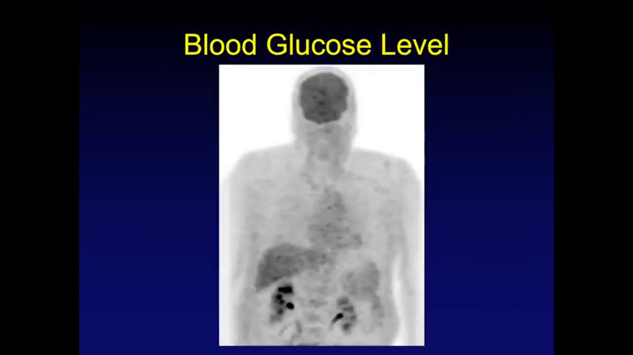Another way to get bad images is to ignore blood glucose level. I know we all do this routinely, ensure that patients don't have a high blood glucose level, but if they get through, this is what happens. All of their soft tissues take up the fluorodeoxyglucose, and you can't make out individual lesions.